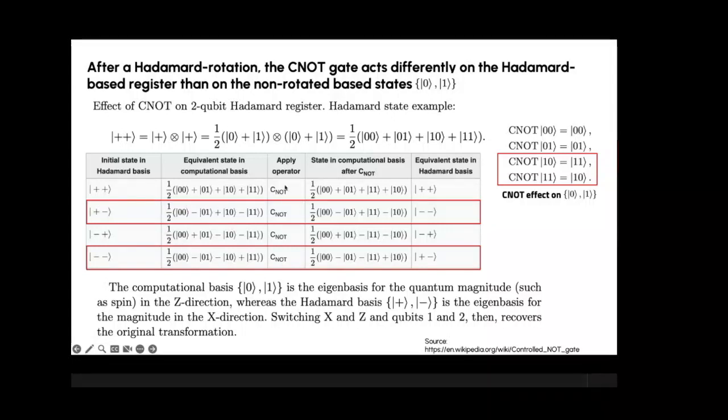Now I apply the CNOT, and so then I obtain this result, plus plus minus minus minus plus plus minus. Whereas if I apply it to the non-rotated base, I receive 0 0 0 1 1 1 1 0. This is the NOT effect on the non-rotated basis, and this is on the rotated basis. And so you see that now I get a different output. And so what that means is basically that the computational basis 0 1 is the eigenbasis for the quantum magnitude in the z direction, and the Hadamard is the eigenbasis for the magnitude in the x direction.